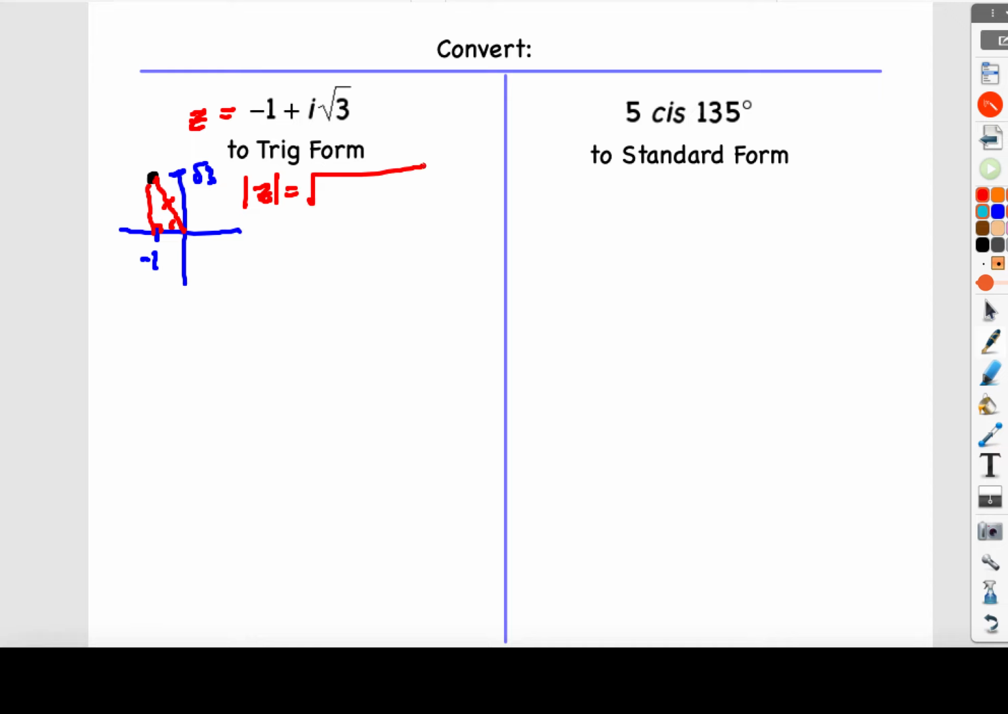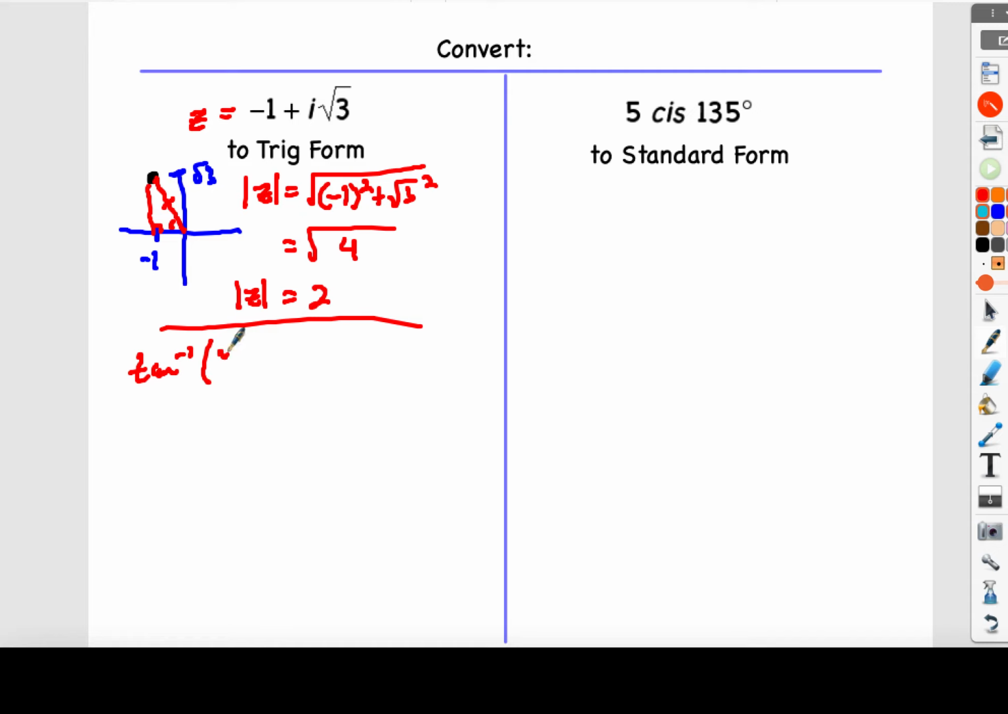So square root of -1 squared plus root 3 squared, basically square root of 1 plus 3 is 4, and we get a nice length of 2 there. Okay? So that looks pretty good as far as the absolute value goes, right? The absolute value of a complex number is just the distance from 0. Then we can say inverse tangent of b over a, so root 3 over -1.